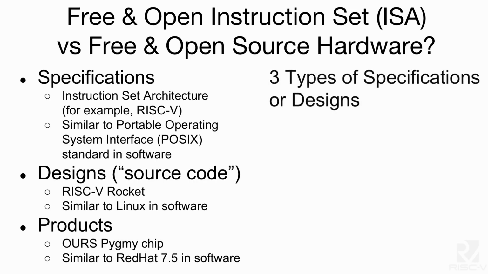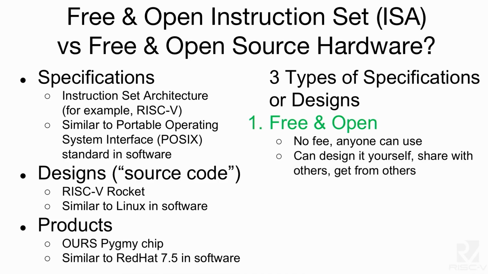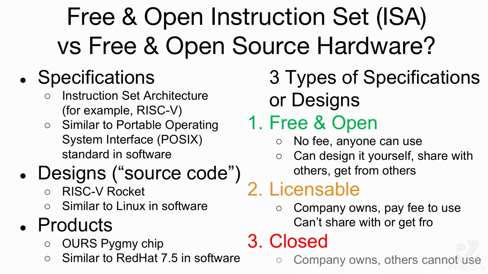So for specifications and designs, there are 3 flavors of these, and I'm using traffic light colors. Green is free and open. Anybody can use it. There's no fee. You can design it yourself, and you can share it with others. So if you can share it with others, you can get it for free from others. That's all okay. Then there's licensable. That means one company owns it, and you pay a fee to use it, and you can't share it with anybody else or get it from anybody else but the company that owns it. And finally there's closed, red, where one company owns it and nobody else can use it.